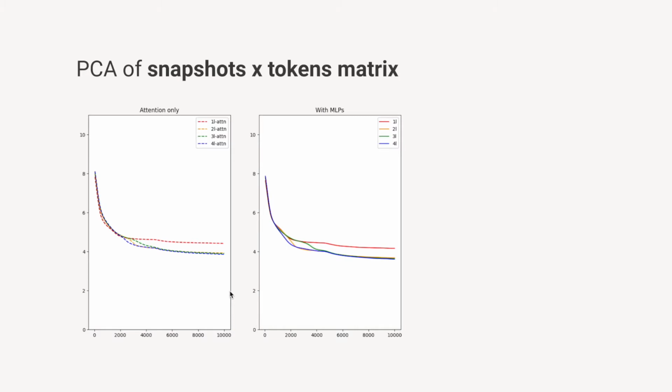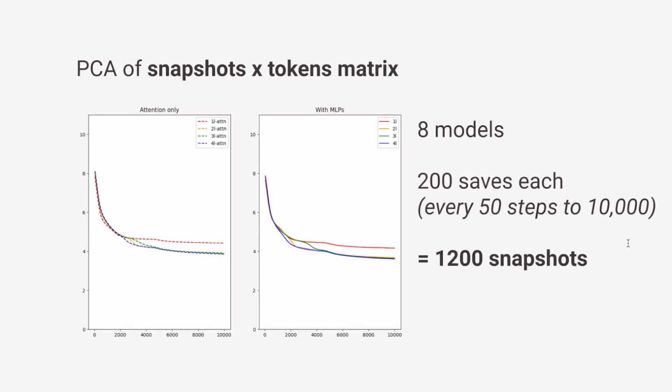So in terms of PCA of the snapshots by tokens matrix, I just want to make sure to clarify what that matrix is. I think many viewers will be familiar with PCA as a way to analyze or get a quick understanding of the main dimensions of variation in a data set. And the data set we're talking about in this case is the token behaviors of all of these different models. By all of these models, I mean we not only have 8 different architectures, 4 attention-only architectures and 4 architectures with MLPs, but also each of these trajectories is made up of many individual snapshots.